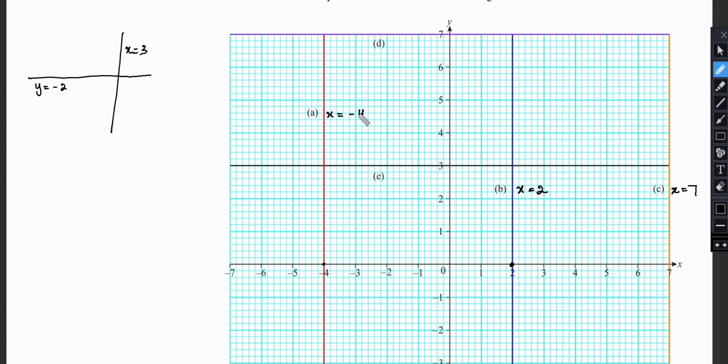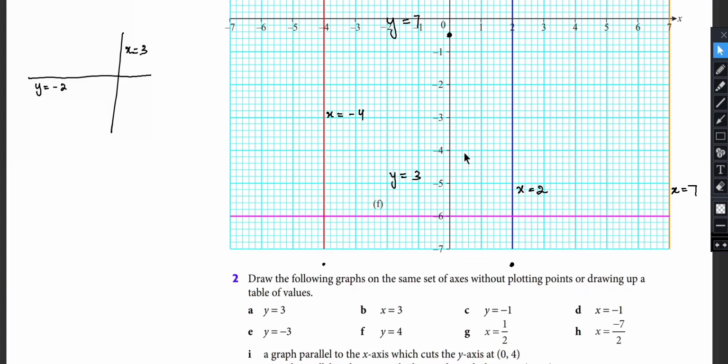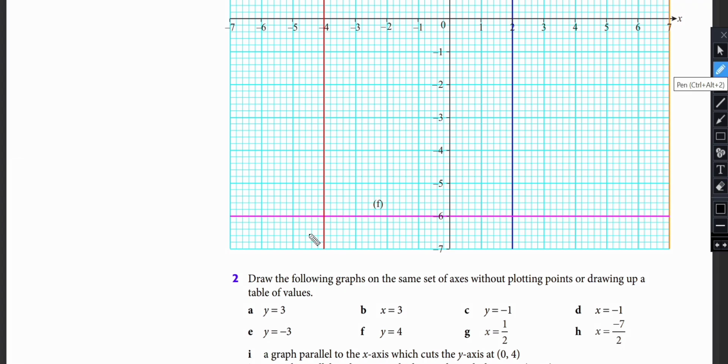So now for the D part, we have this horizontal line crossing the y-axis at 7. So that means its y is equal to 7. The E part would be y is equal to 3. And last but not the least, for the F part, this last one, let me erase the rest. Okay, for the F part, this is going to be y is equal to -6, because it's a minus number, not +6, -6. So that's it.